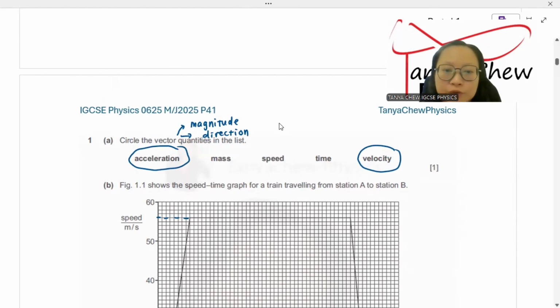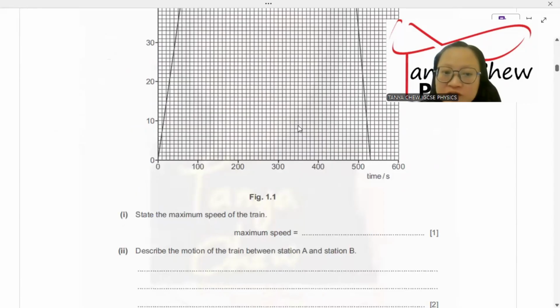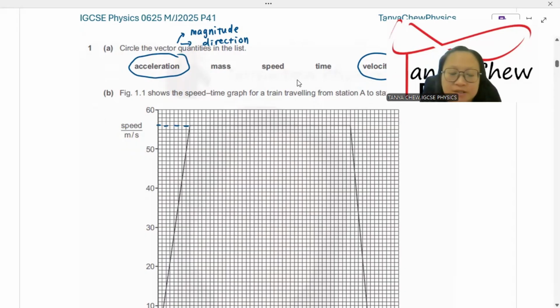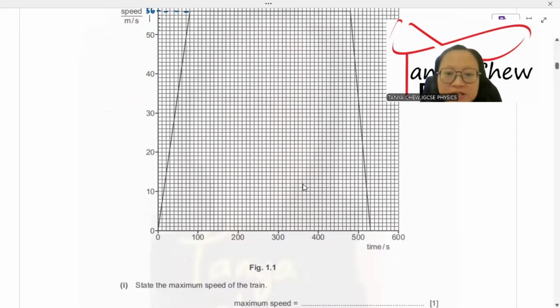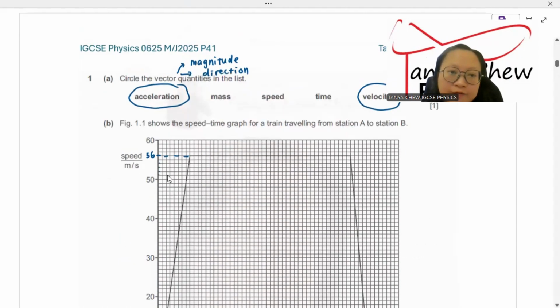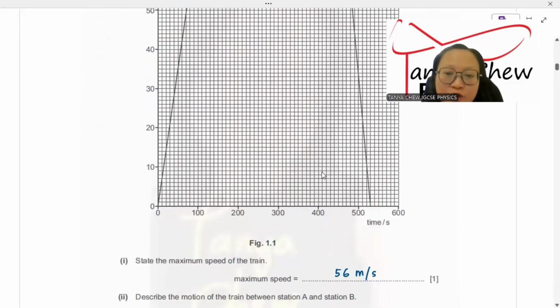B, Fig 1.1 shows the speed time graph for a train traveling from station A to station B. First part, state the maximum speed of the train. In order to get your maximum speed, you have to look at your y-axis, look at the horizontal line, and match the value on your y-axis. So the value here is about 1, 2, 3, 4, 5, 6. It is 56. So the maximum speed is 56. Don't just leave 56 like that. State the unit, meter per second, because you have to check the unit from the y-axis. Meter per second is the unit of speed.